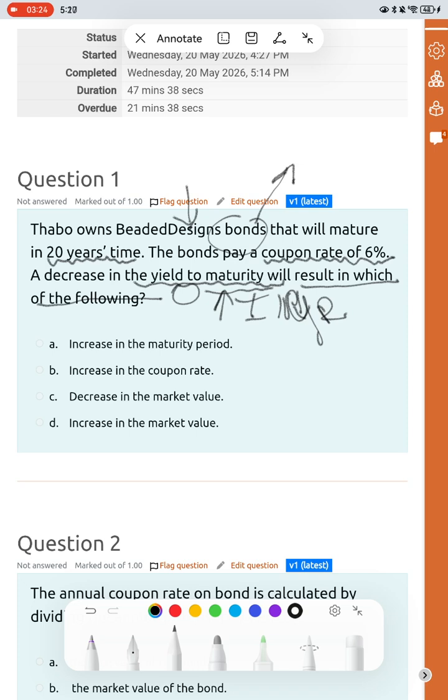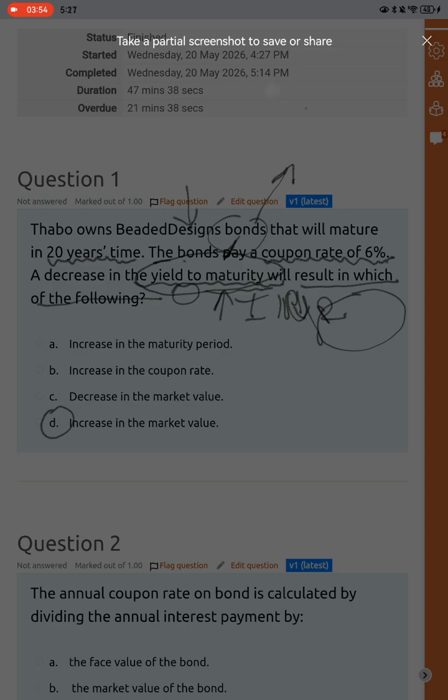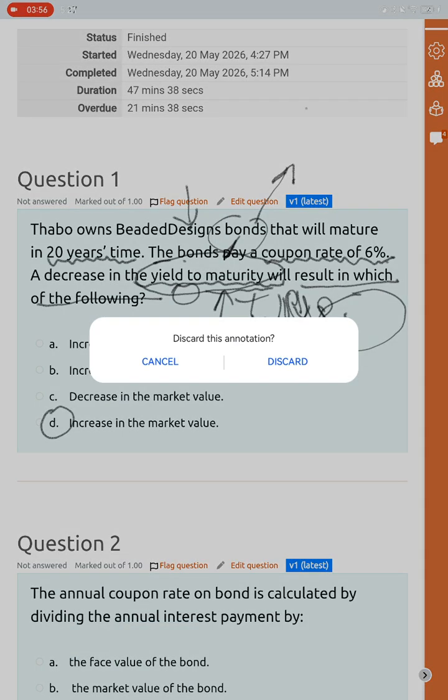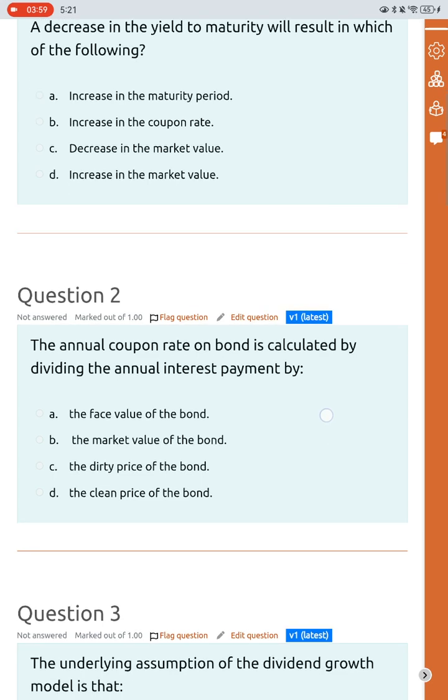So then the correct answer to this: should the bonds pay a coupon of 6%, should there be a decrease in yield to maturity, what will be the result to the bond? We had already come up with that. So the answer would be D. It increases the market value. So that's how you get to your value. Okay. Sorry, just getting used to this pen over here.